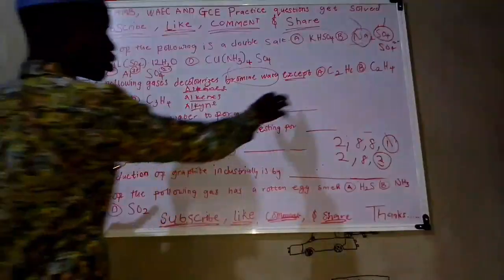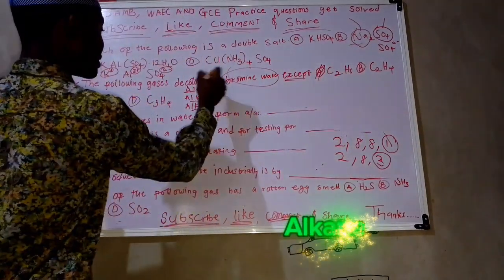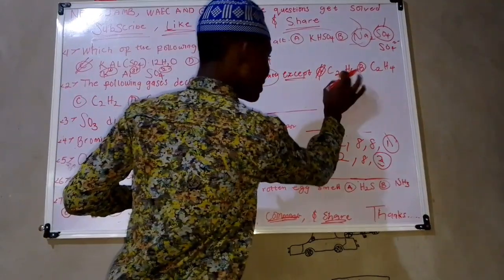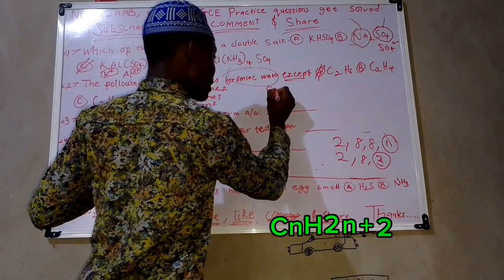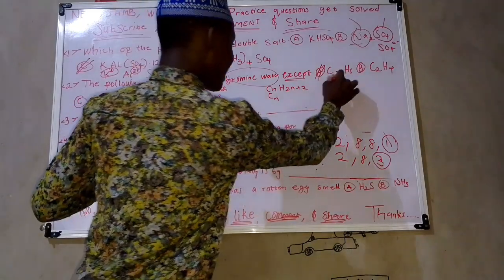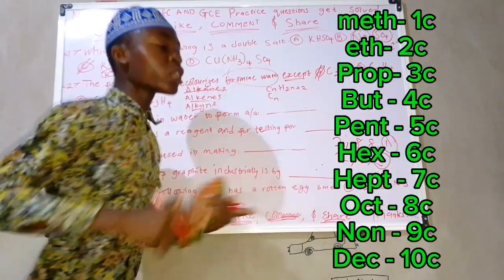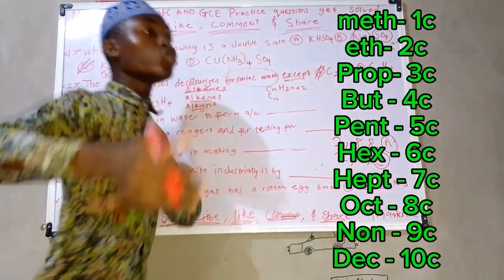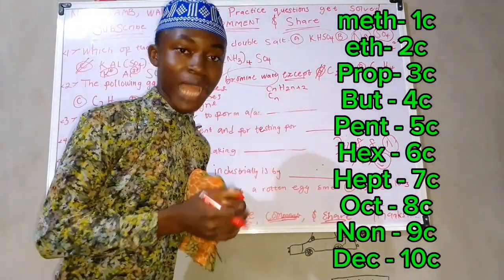Now moving on to the options. So option A is the answer because this is an alkane and it is saturated, and they say except, okay. Now why did I know that this particular compound is an alkane? So an alkane has the general molecular formula of CnH2n+2. So this ethane is with 2 carbon atoms. For meth, it is 1 carbon atom. For prop, it is 3 carbon atoms. For but, it is 4 carbon atoms. For pent, it is 5 carbon atoms.